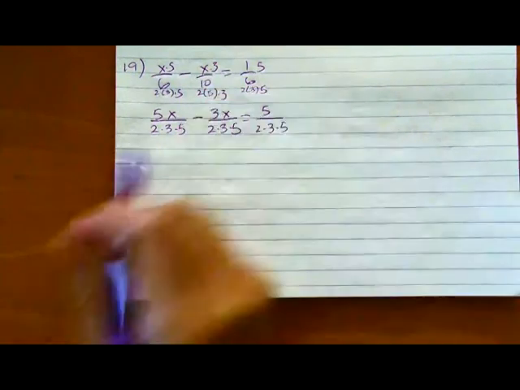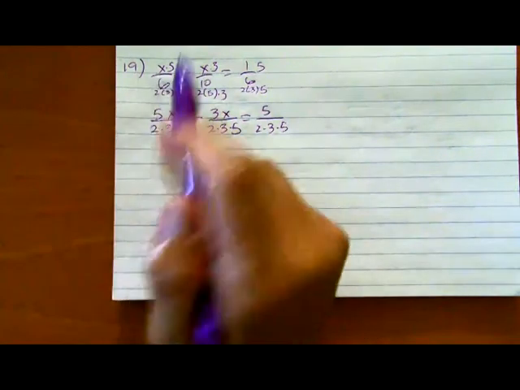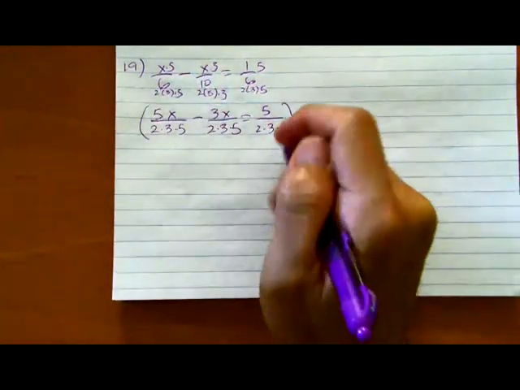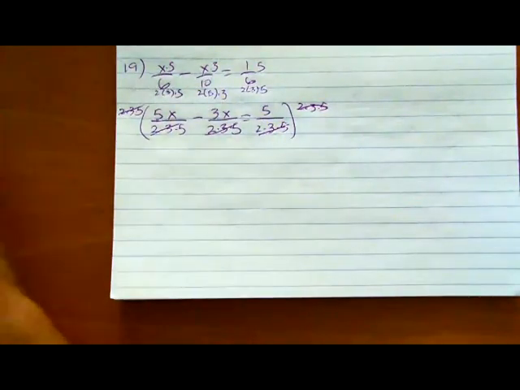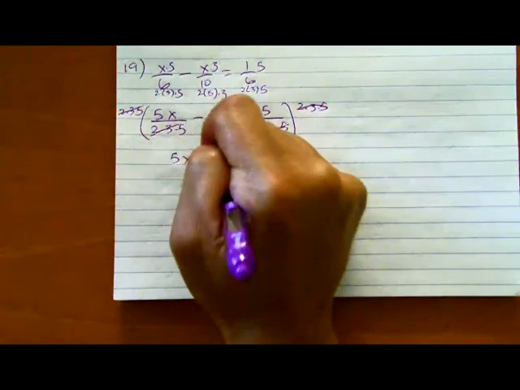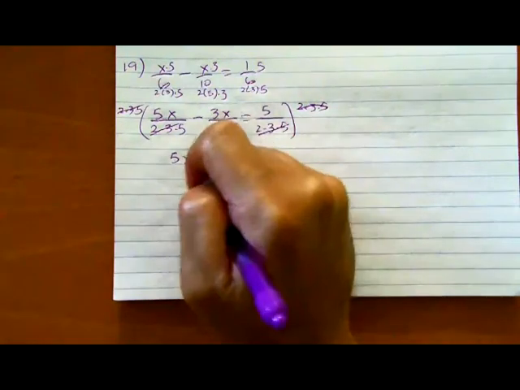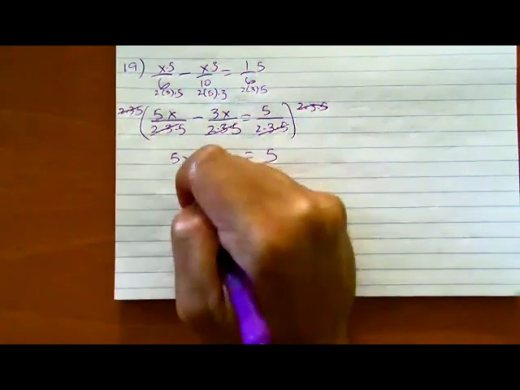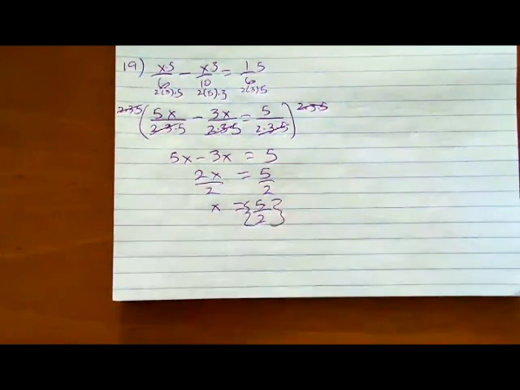If you want to multiply the denominator, that's fine. All the denominators match though. If we multiply everything by 2 times 3 times 5, it'll cancel all the denominator on both sides. 5x minus 3x equals 5. And then we solve for x. Five halves. Okay, number 21.